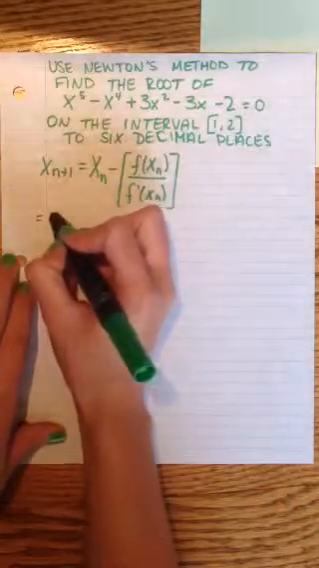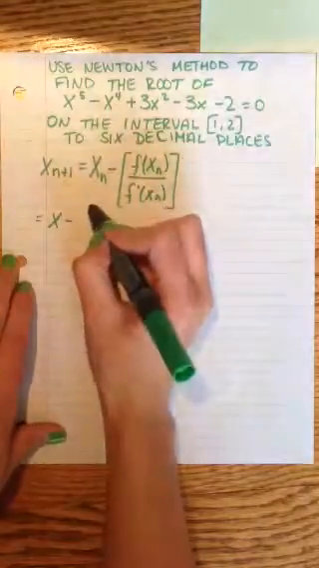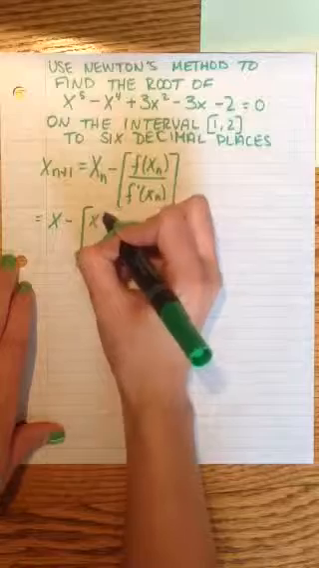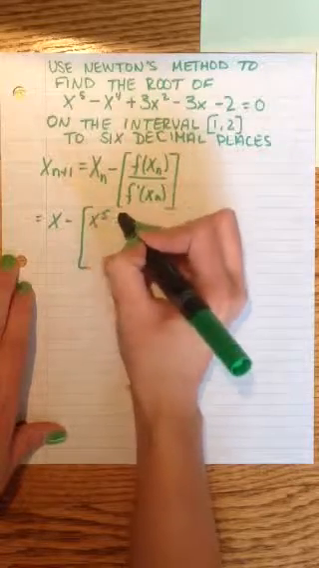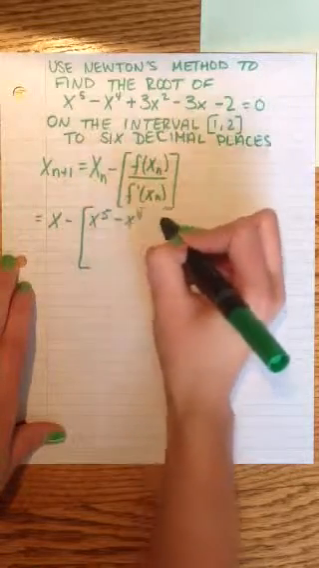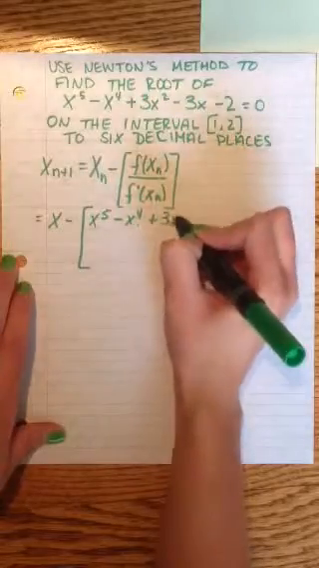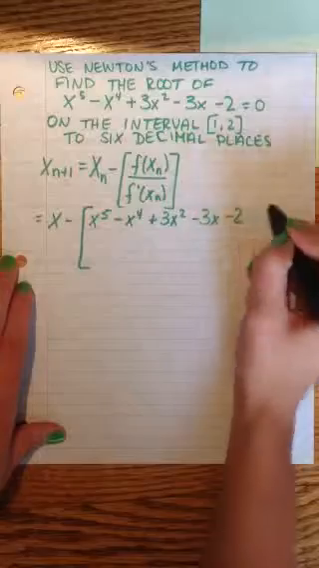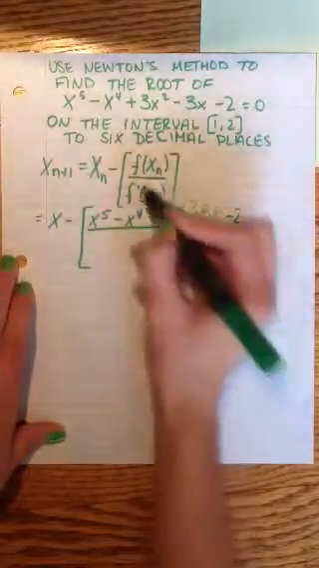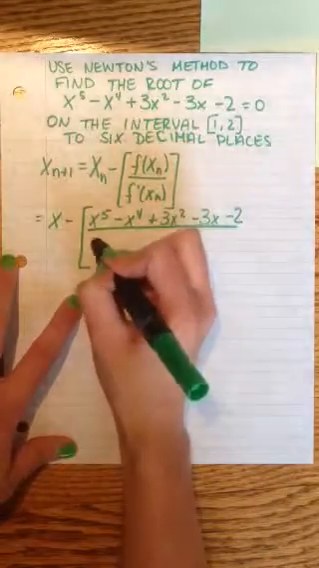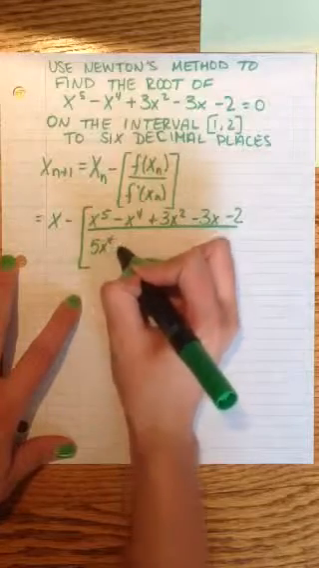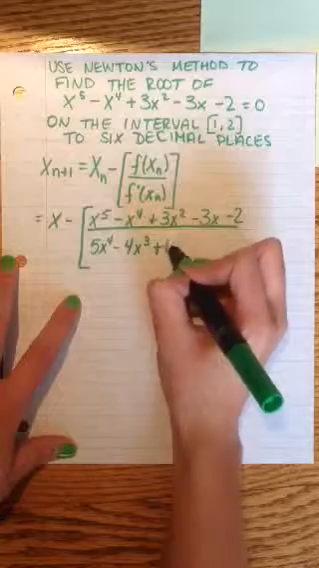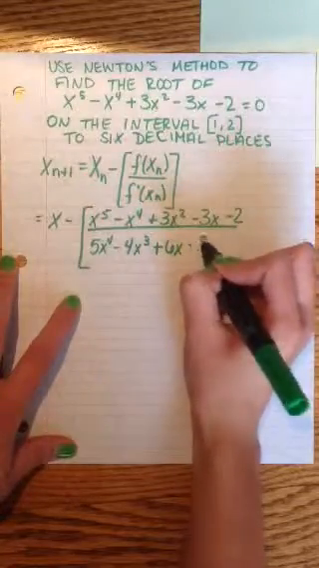So we have x minus x to the fifth minus x to the fourth plus 3x squared minus 3x minus 2 all over the derivative, which is going to be 5x to the fourth minus 4x to the third plus 6x minus 3.